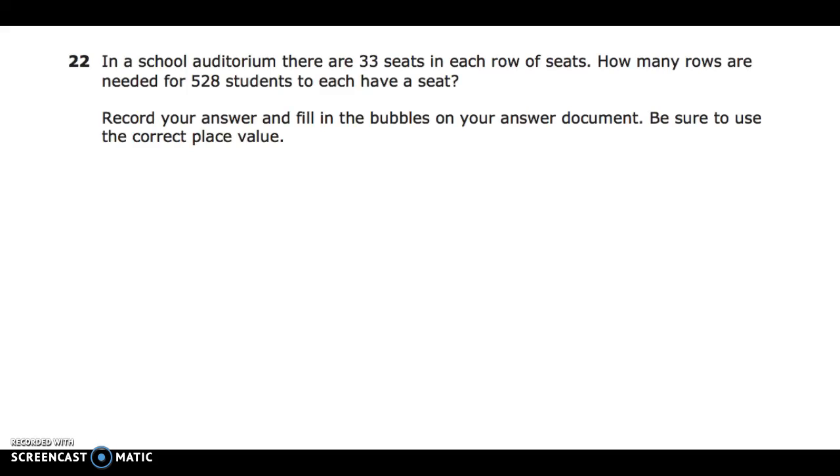Number 22. In a school auditorium, there are 33 seats in each row of seats. How many rows are needed for 528 students to each have a seat? Record your answer and fill in the bubbles on your answer document. Be sure to use the correct place value.